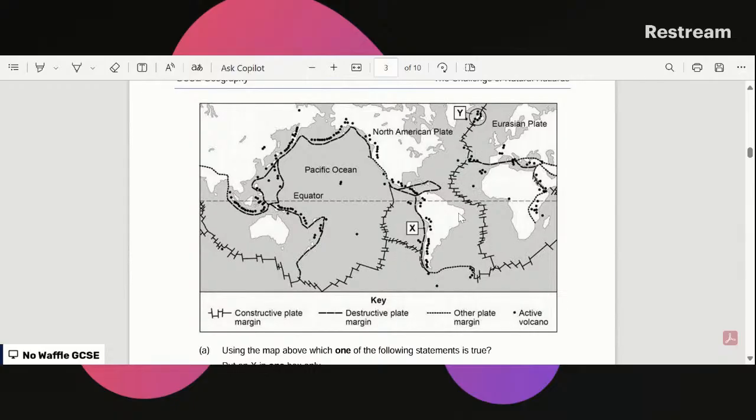Now you can see most of the dots lie quite close to the plate margins, but some of them are just in random spots that are not anywhere near plate boundaries, and we call those hot spots. Okay, and that's all you need to know about them.